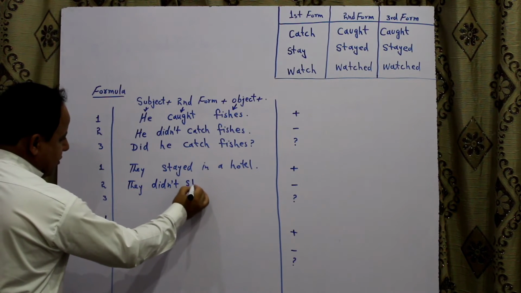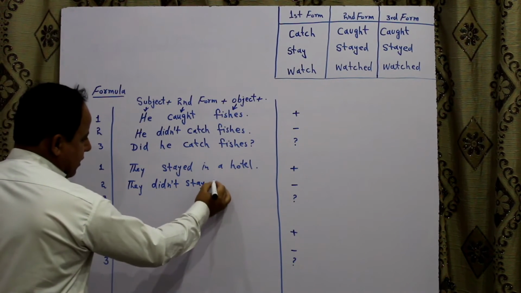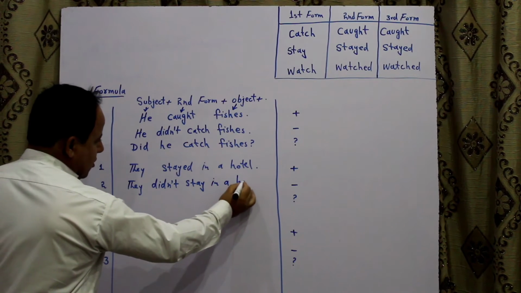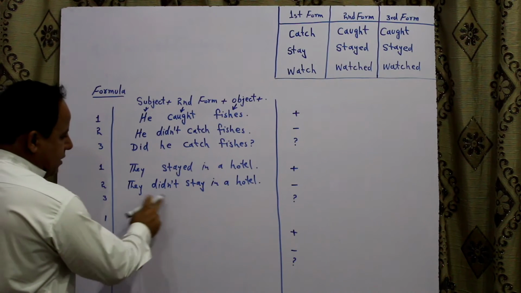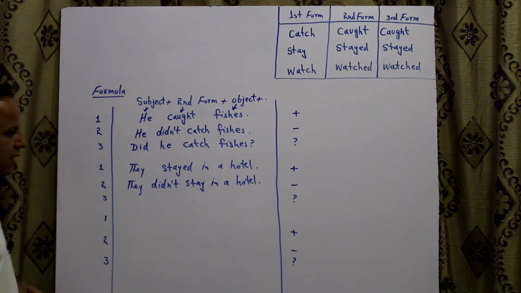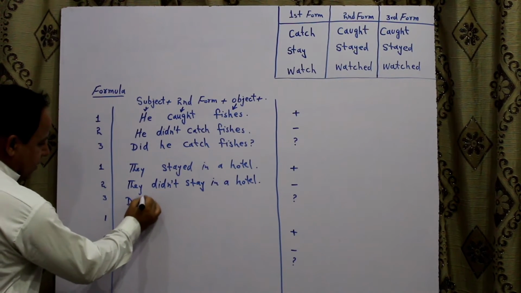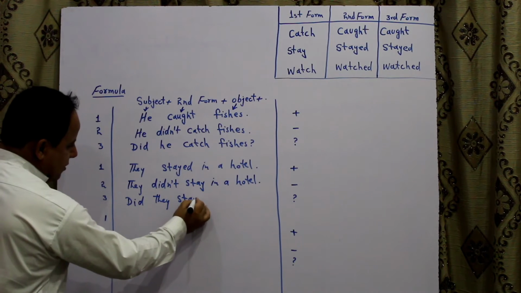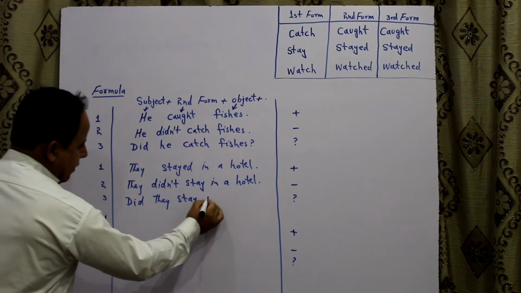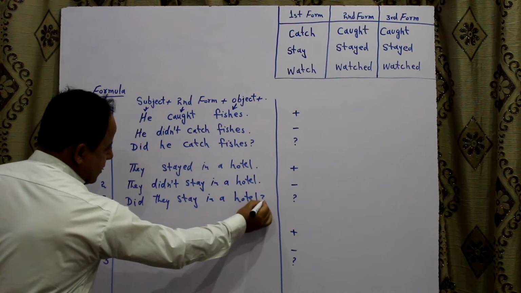Again we use the first form of the verb. After did: they didn't stay in a hotel. Then negative, they didn't stay in a hotel. How to make an interrogative sentence? Quite easy. We use did at the beginning. Did they stay? Again the first form comes. Did they stay in a hotel? Now this is an interrogative sentence.